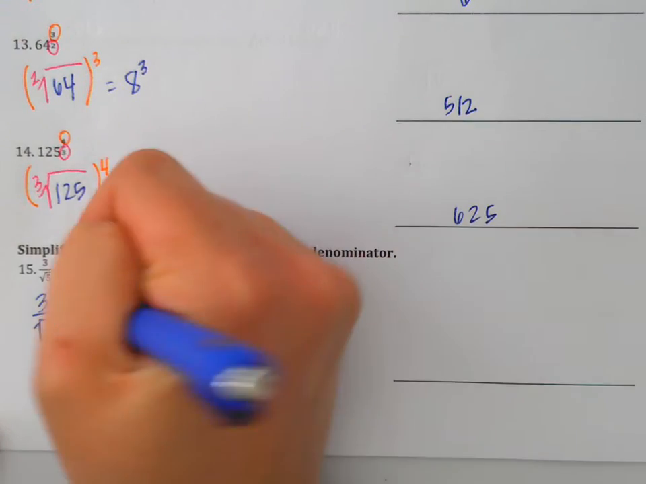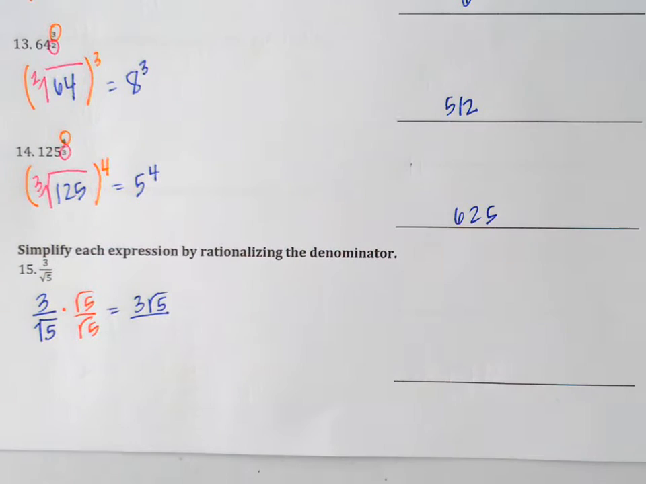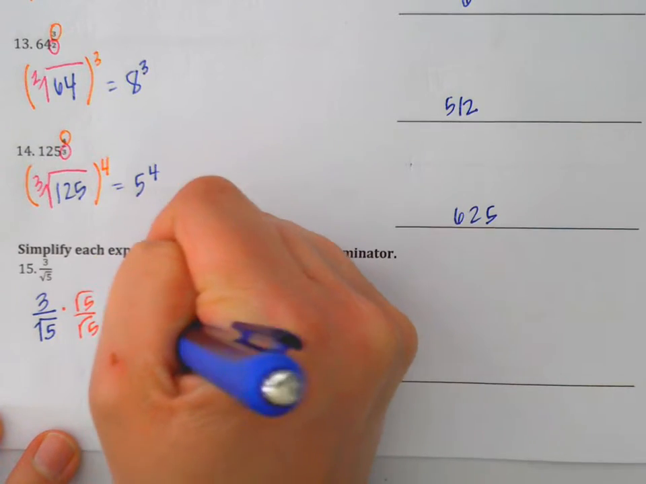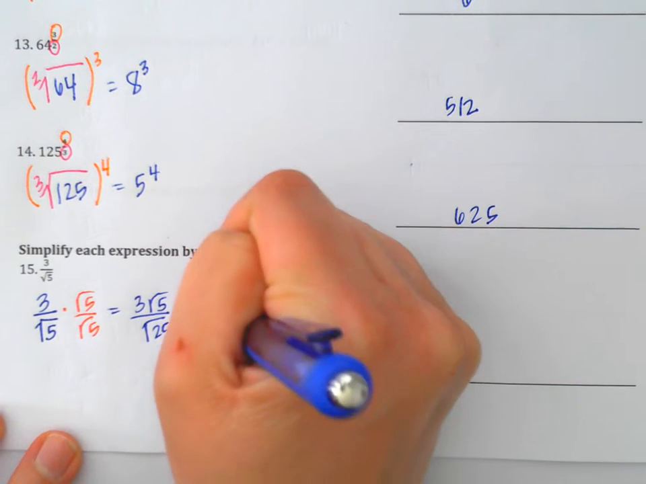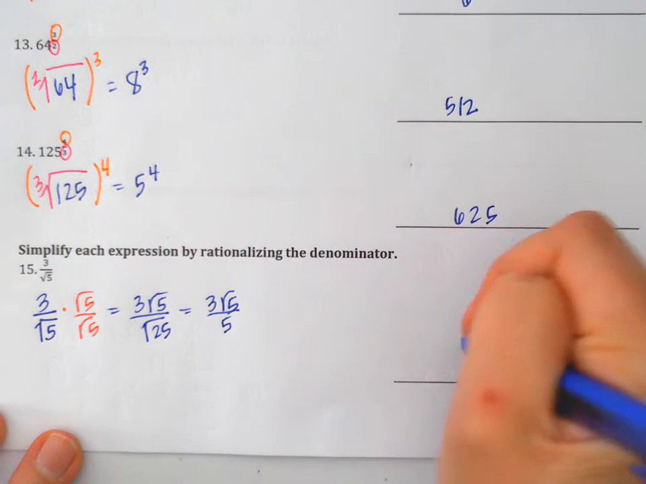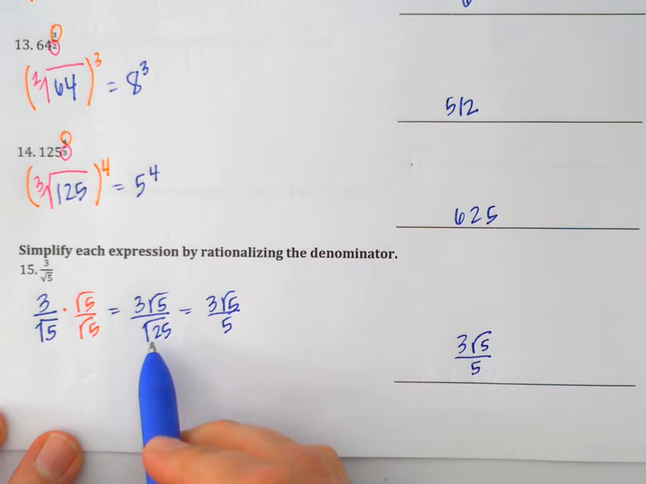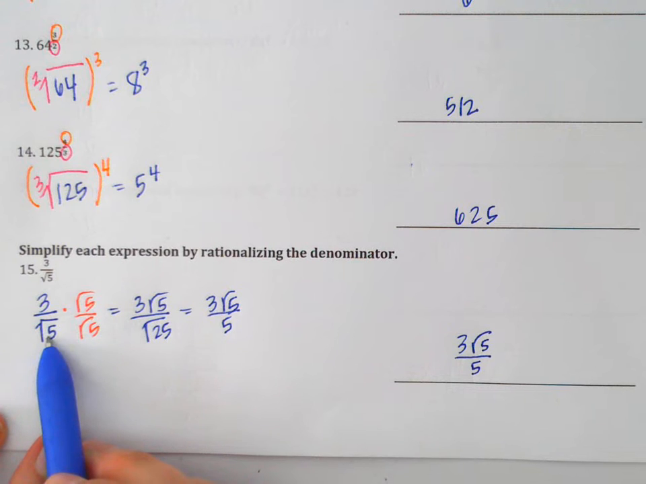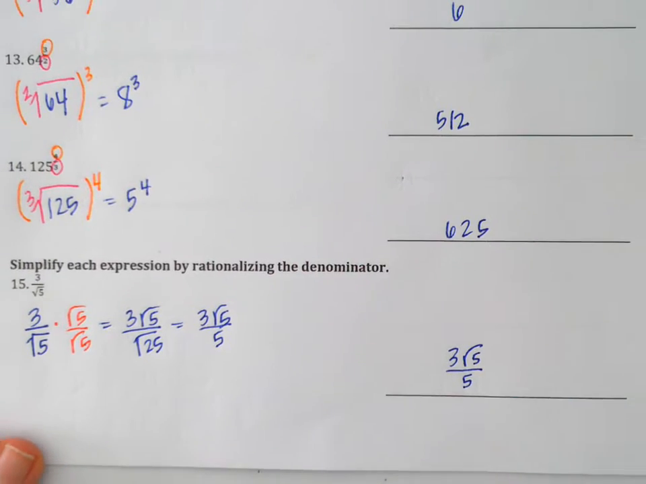So 3 times rad 5 is just 3 rad 5, and rad 5 times rad 5 is rad 25, and we know the square root of 25 is 5. And so that's my final answer, and you don't have to do that middle part. You can know that anytime you're multiplying a square root by itself, the number is going to come out of the square root. So rad 5 times rad 5 will always be 5. Rad 3 times rad 3 will be 3. So on and so on.